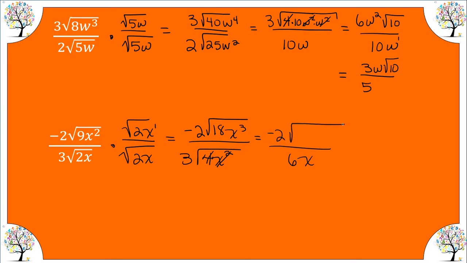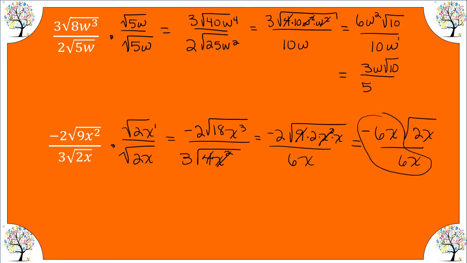Let's write out the numerator. 9 times 2 times x squared times x. The square root of 9 is 3. 3 times negative 2 is negative 6. The square root of x squared is x. Left with radical 2x. So we are going to simplify our coefficients. Negative 6x divided by 6x is negative 1, times radical 2x. And we no longer have any radicals in our denominator.